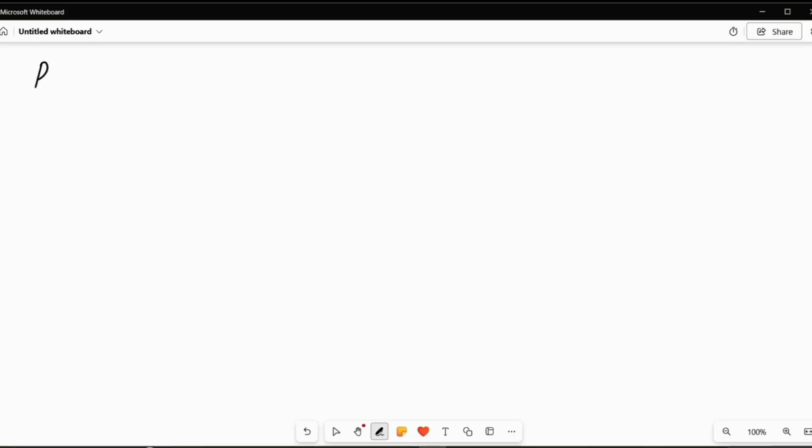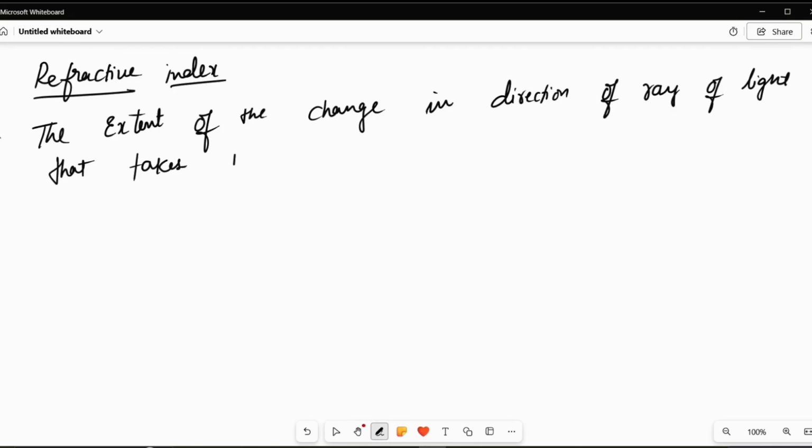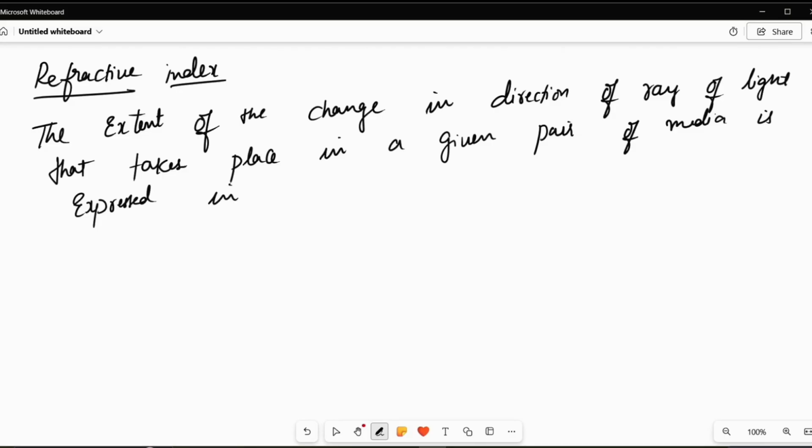Write down this. Refractive index: the extent of the change in direction of the ray of light that takes place in a given pair of media is expressed in terms of the refractive index.